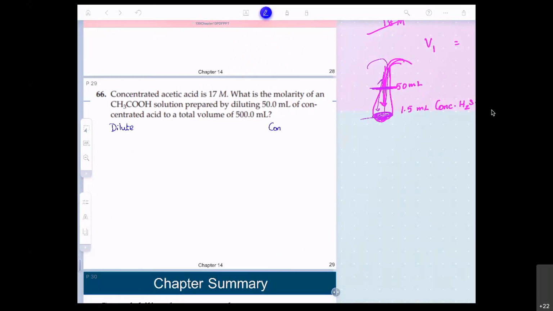Just for the heck of it, I'm switching the sides. I'm going to say my dilute is M1V1, concentrated is M2V2. Please take a look at your setup, making sure you and I have the same thing. My dilute is now on my left side. It could have been on your right side. It doesn't matter. You're asked to find the molarity of the diluted solution.